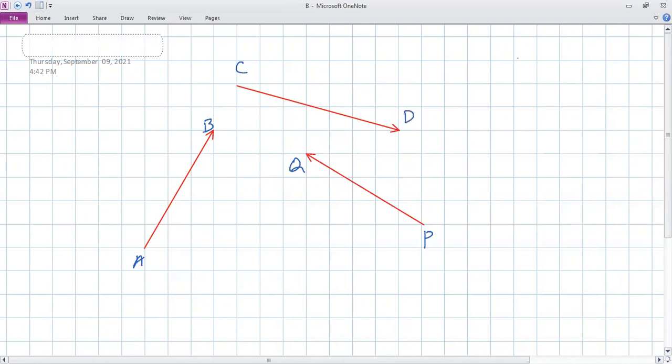Can you try to write vector AB? If on AB I make this arrow sign, you will read it as vector AB. In the same way, write vector CD. In the same way, write vector PQ. And let me know after writing them.